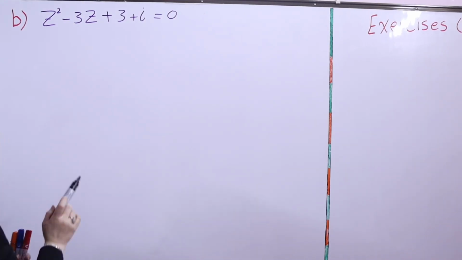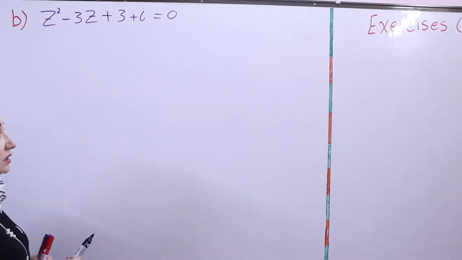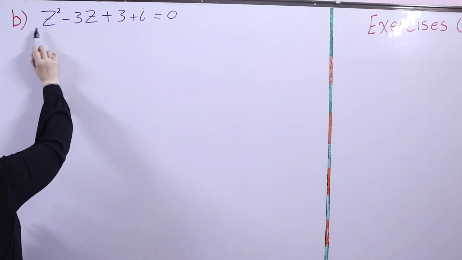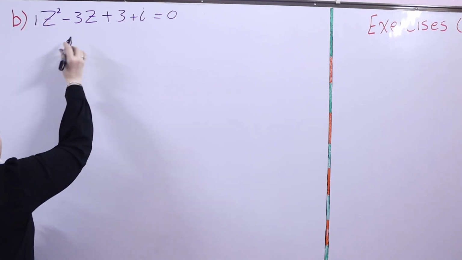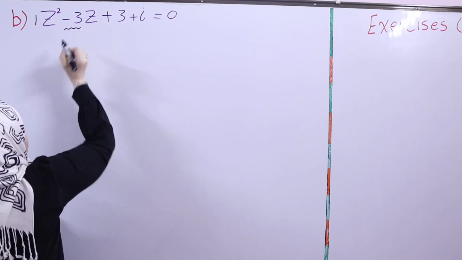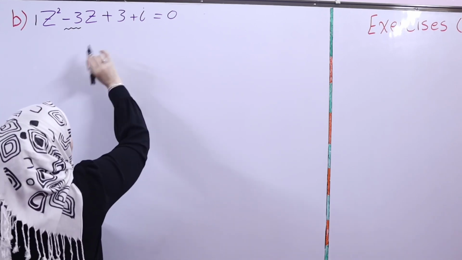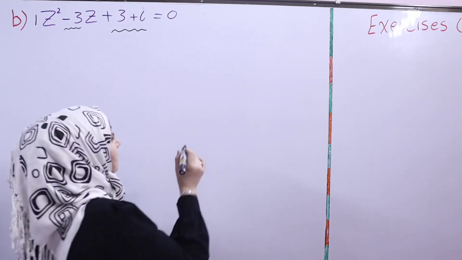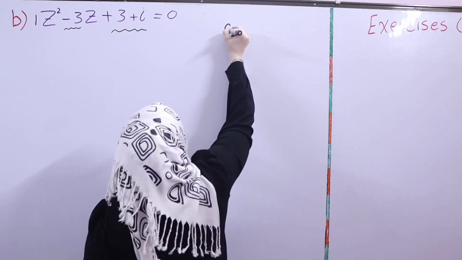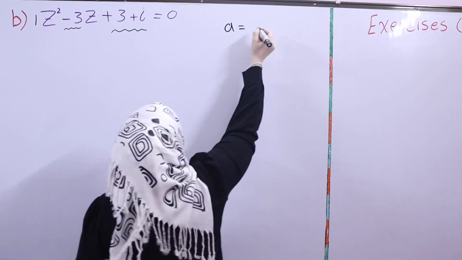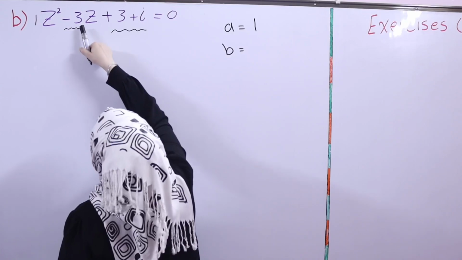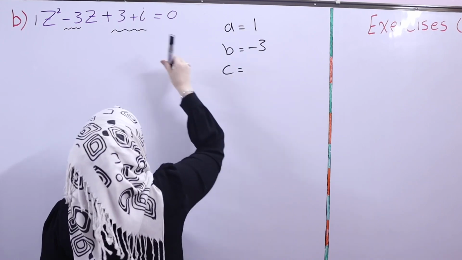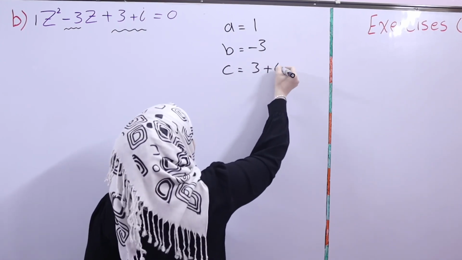هذه هي معادلة تربيعية. ليش؟ شلون عرفنا؟ لأن المتغير مرفوع للقوة التربيعية. لازم نحدد هنا the coefficient of z squared is 1 and the coefficient of z is -3. And the absolute term is 3 plus i. So we can write the coefficients as A equal 1, B is the coefficient of z which equals -3, and C is the absolute term which here equals 3 plus i.